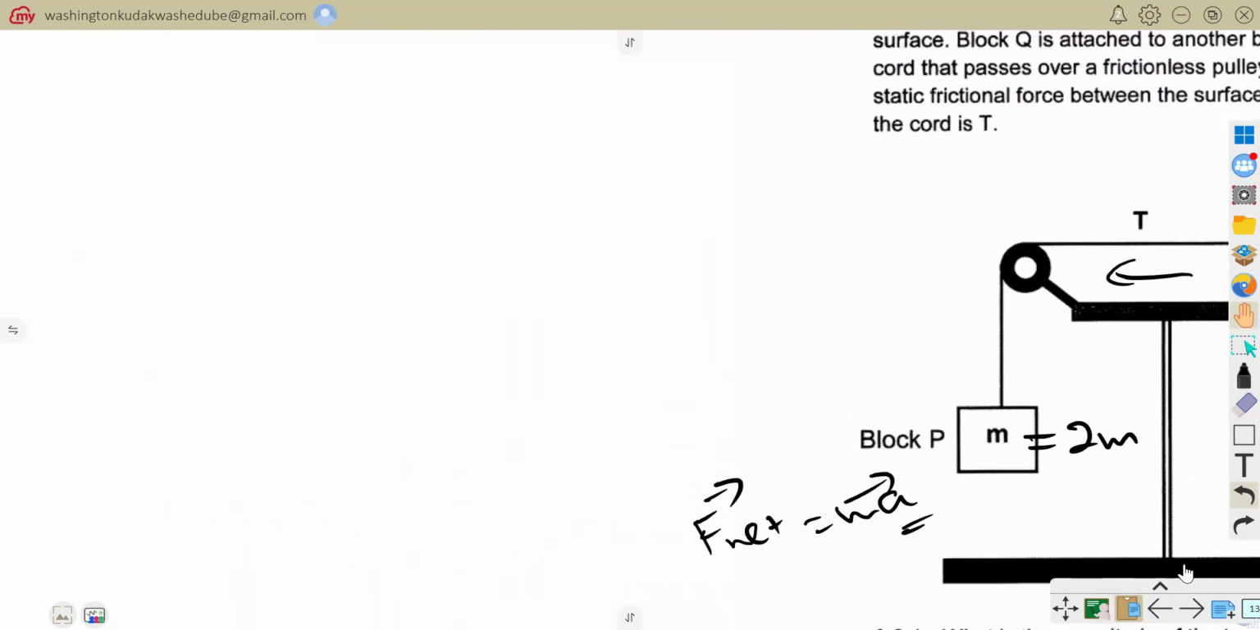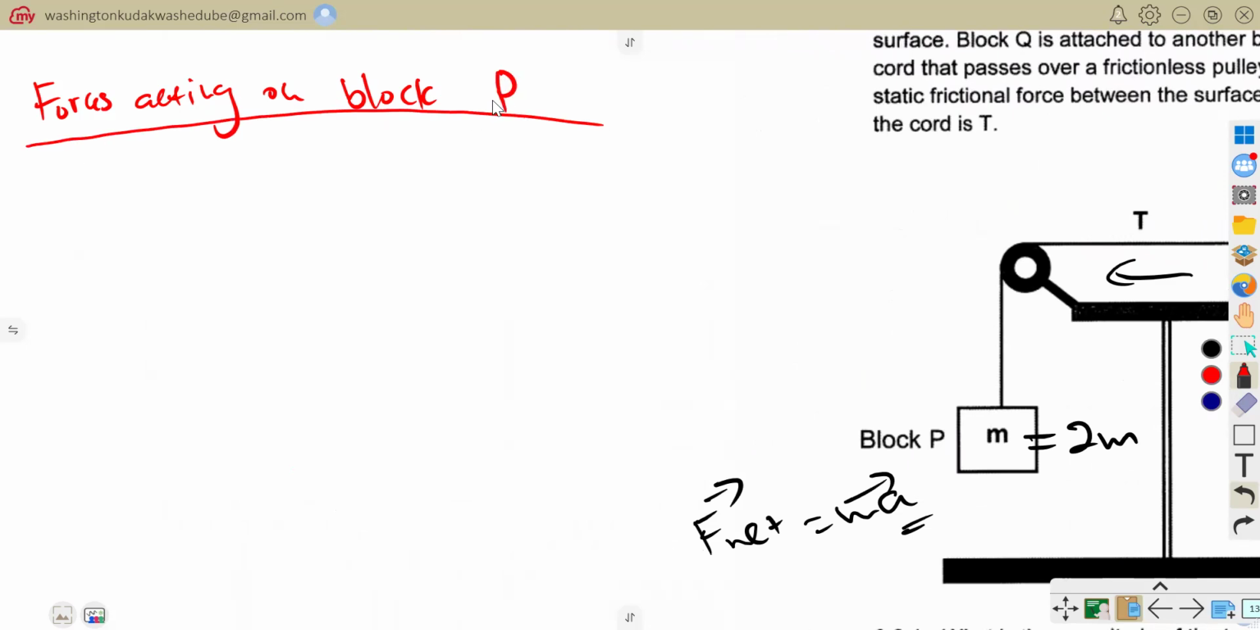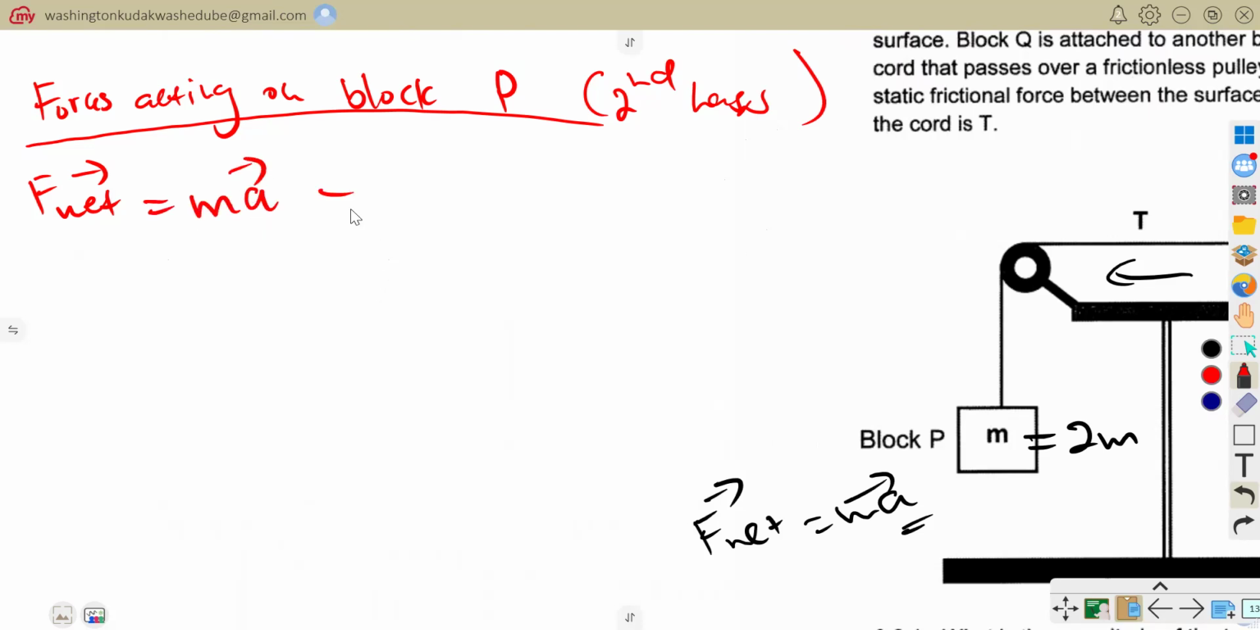Let's look at block P for a moment. So we'll start by looking into forces acting on block P. Since they want us to apply Newton's second law on the two individual blocks separately, F net, according to Newton's second law, is equal to ma. And ma is equal to the summation of all vector forces that are acting on that block.